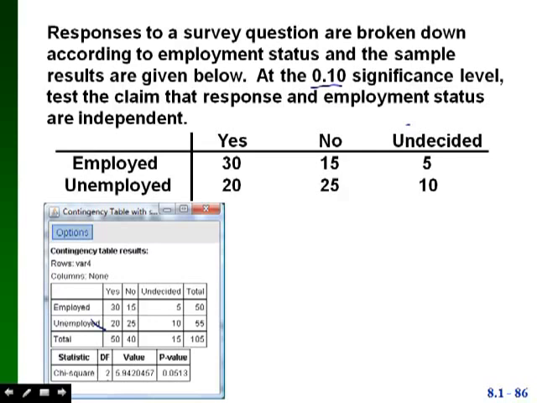We had degrees of freedom of 2 since we have 2 rows and 3 columns. Our test statistic was 5.942, and our p-value is 0.0513. Now remember, in this one our significance level was 0.10, so we actually have a p-value that's smaller than our significance level. And that means our initial conclusion would be to reject the null hypothesis. That means that we're rejecting the claim of independence, which means that there is a significant relationship between the employment status and the answers to the survey question.